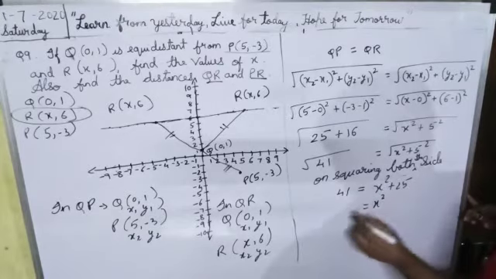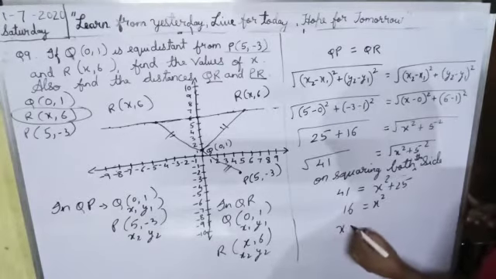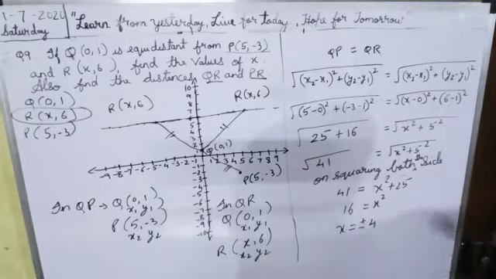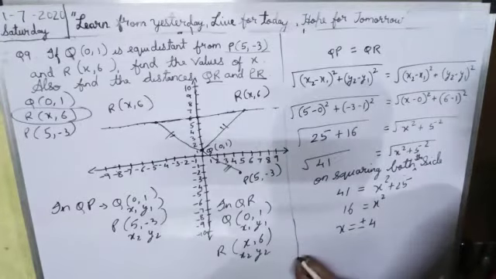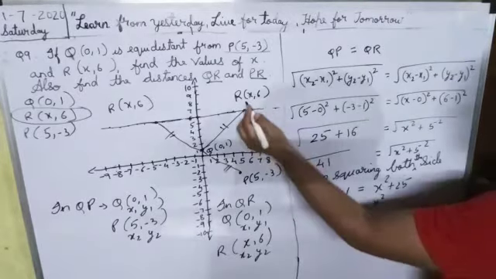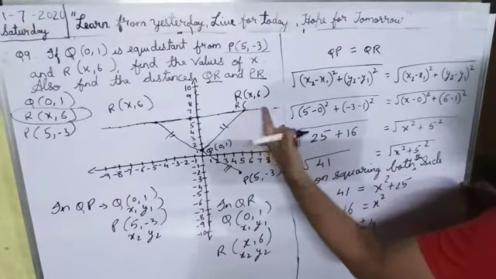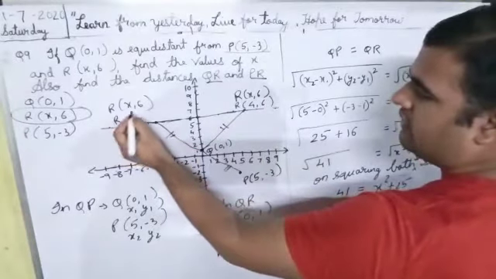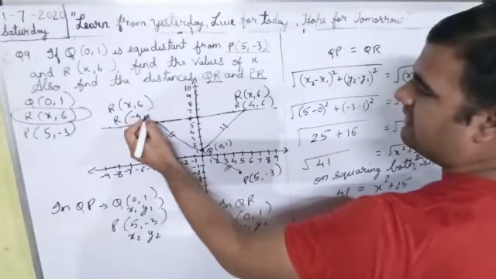41 minus 25 is 16. So x will be what? Plus or minus 4. So we are getting two values of x. Okay, so our point R will be, for positive 4, 4 comma 6, and here R will be minus 4 comma 6.